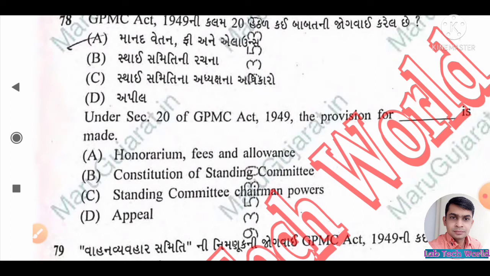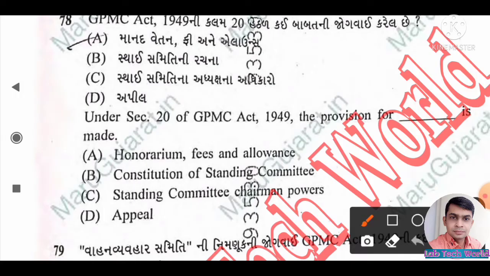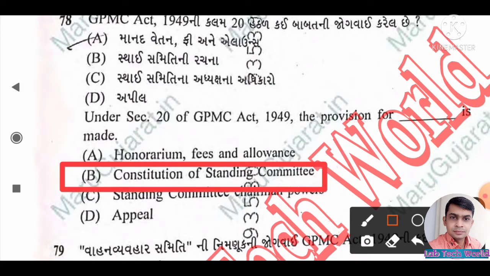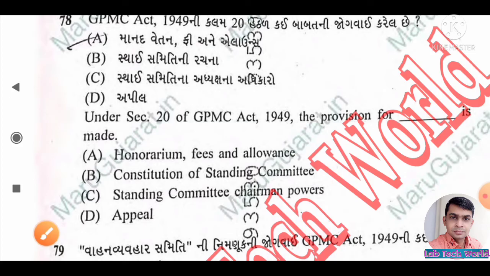And the correct answer for this question is B. Constitution of Standing Committee comes under section 20 of GPMC Act 1949. GPMC Act means Gujarat Provincial Municipal Corporation Act 1949.